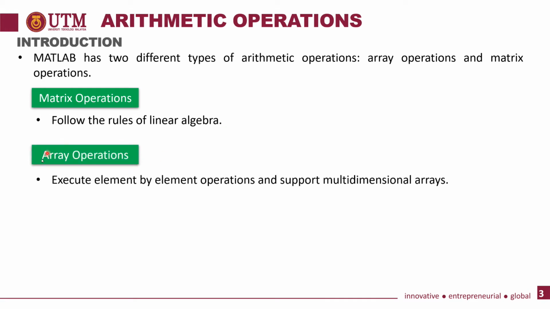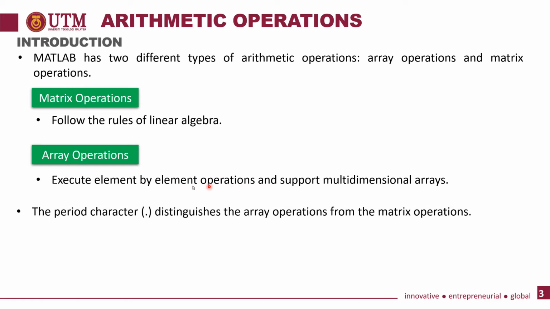And what about array operations? Array operations execute element by element operations and support multi-dimensional arrays. Matrix operations only execute functions by following the rules of linear algebra. Later on you will know the differences between matrix and array operations and when to use each, because array operations execute element by element, one by one. Alright, so the period character, the dot, distinguishes the array operations from the matrix operations.